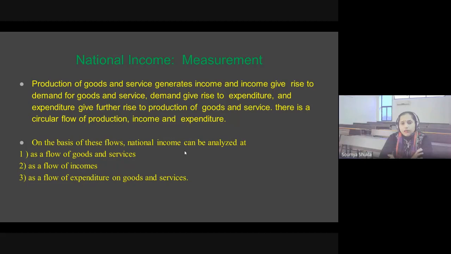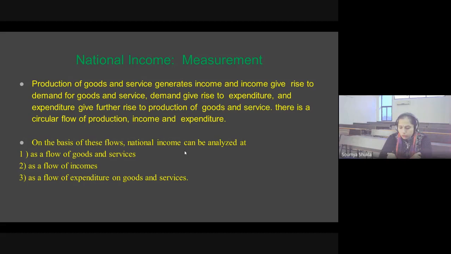The country's entire economy is based on income. Whatever the production of goods or services, it is quite obvious that it generates some income. And if there is income, there will be a rise in the demand for goods and services. If the demand for goods and services rises, it gives rise to expenditure. And if there is expenditure, it helps to give further rise to the production of goods and services.